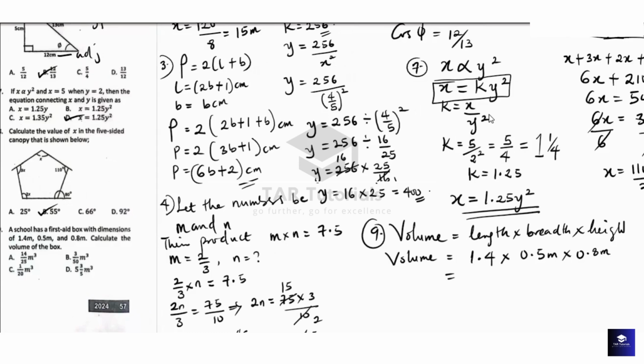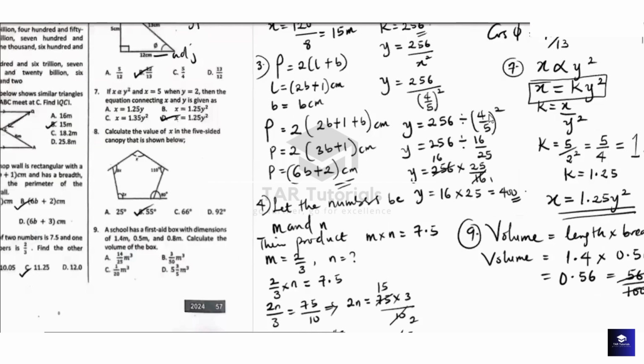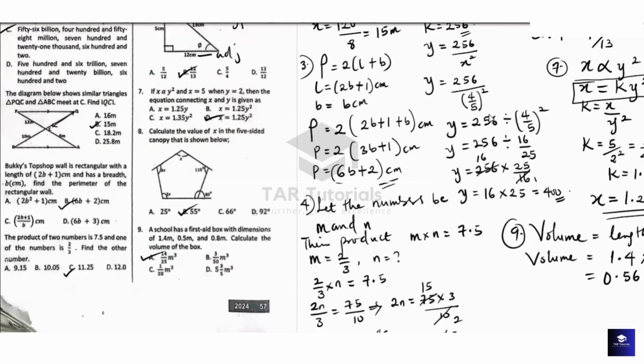And what would that give me? 1.4 times 0.5 times 0.8 should give me 0.56. And taking a look at the options, they are in fraction. Therefore, we need to change to a fraction. 0.56 is 56 over 100. Now we need to reduce to the lowest term. Dividing by 4, 4 can go into 56: 56 divided by 4 gives 14, and 100 divided by 4 gives 25. So we have 14 over 25 meters cubed, and that is the volume of the box. Option A, 14 over 25.